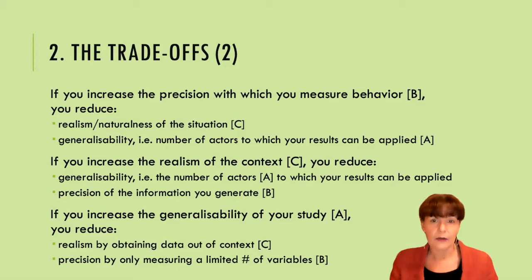In addition, you are reducing precision because you are only able to measure a limited number of variables. And unlike in a laboratory study, you cannot control for the other variables that are unmeasured. So the trade-offs of the three different foci, whether you focus on actors, behavior, or context, are very, very different.